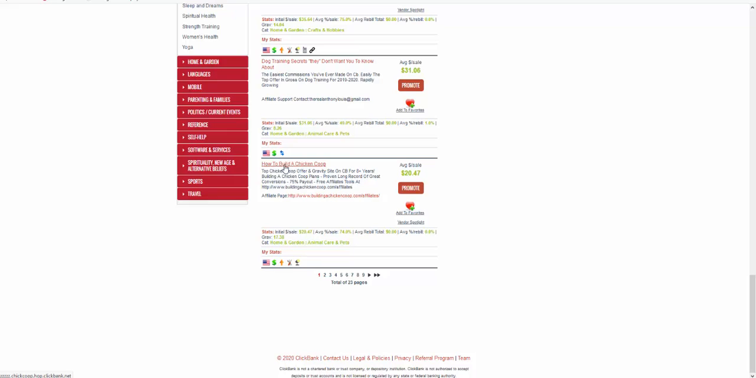I actually had a product in this niche, how to build a chicken coop, that did really, really well. And I found a subset niche in how to build a chicken coop: how to protect your chickens from predators. After looking into it, I found that was what people really wanted help with. They didn't want help building a chicken coop, they wanted help protecting it from predators. So I can verify that niche. I had a lot of success in that niche.